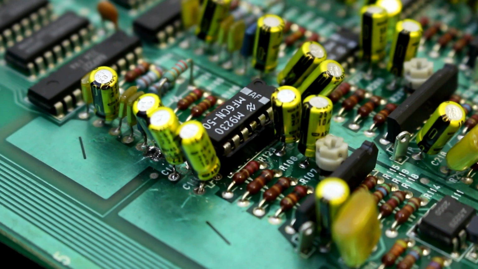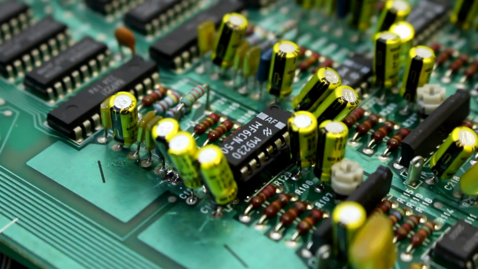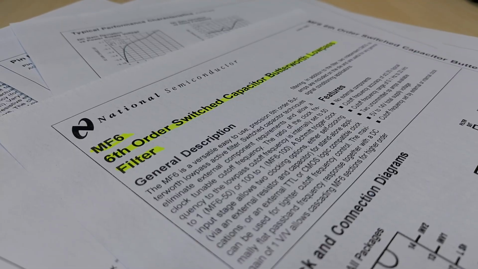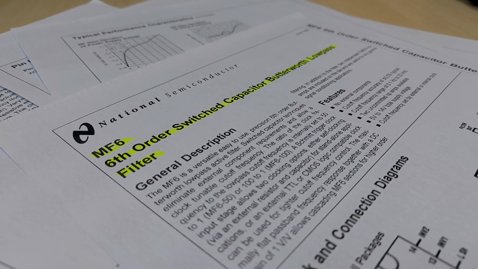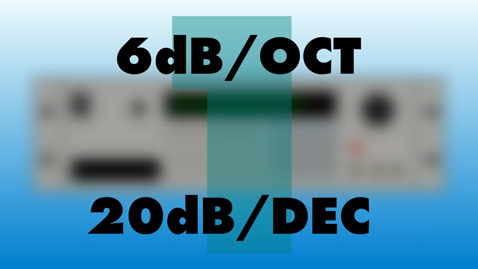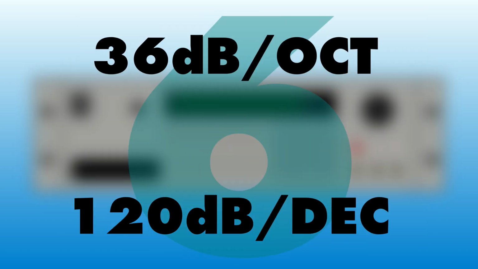In Akai S950 samplers, filtering is done with the help of MF650 filters, which according to the datasheet are 6th order switched capacitor Butterworth filters. Butterworth design has a very flat frequency response, and the order of the filter dictates how steep its roll-off is. In this case, 6th order means that it's 36 dB per octave.